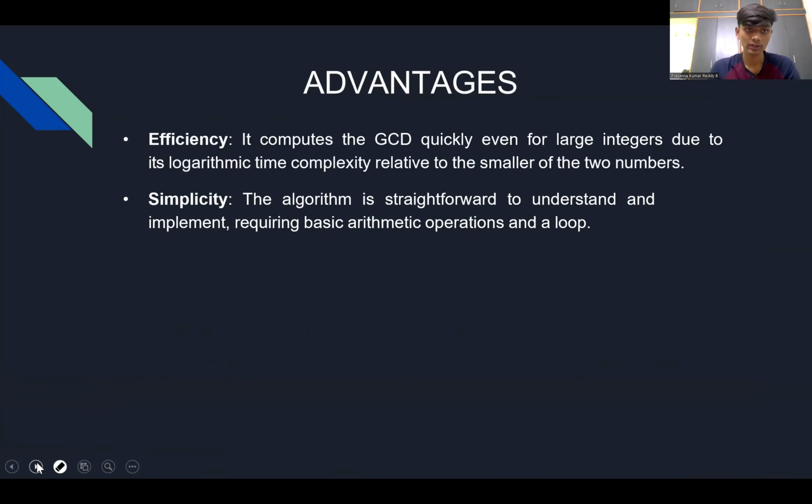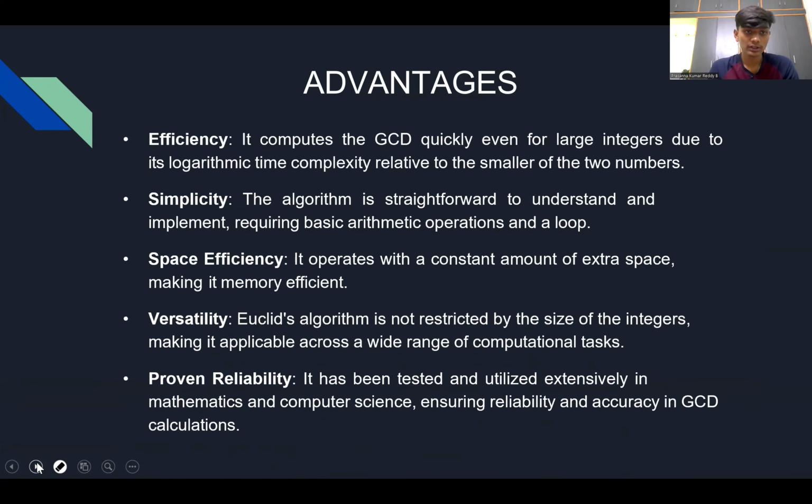Now we'll see the advantages. Efficiency, simplicity, space efficiency, versatility, proven reliability. In efficiency, it computes the GCD quickly even for large integers due to its logarithmic time complexity relative to the smaller of the two numbers. Simplicity. The algorithm is straightforward to understand and to implement, requiring basic arithmetic operations and a loop.